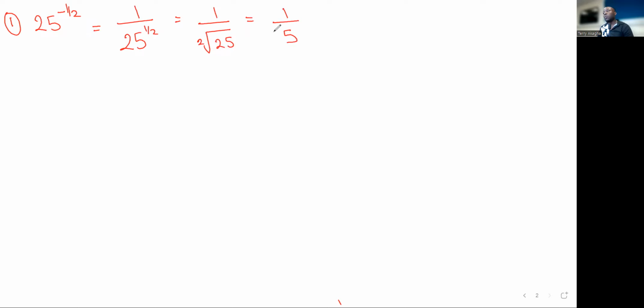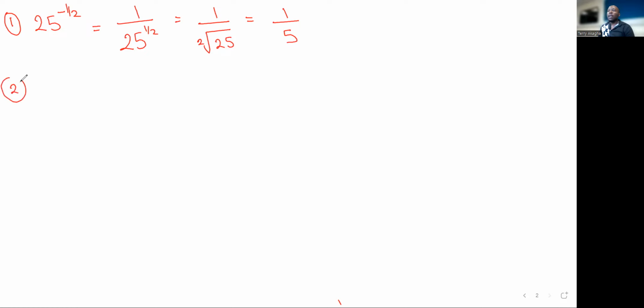So the first example I have here is 25 raised to the power minus 1 over 2. To remove the negative sign, it's going to be 1 over 25 raised to the power 1 over 2. And that will give us 1 over the square root of 25, which gives us 1 over 5. But remember, I told you for the square root, it's always plus or minus. I won't talk about that for now; I'll just leave it as 1 over 5. When we get to quadratic equations, we're going to discuss this further.